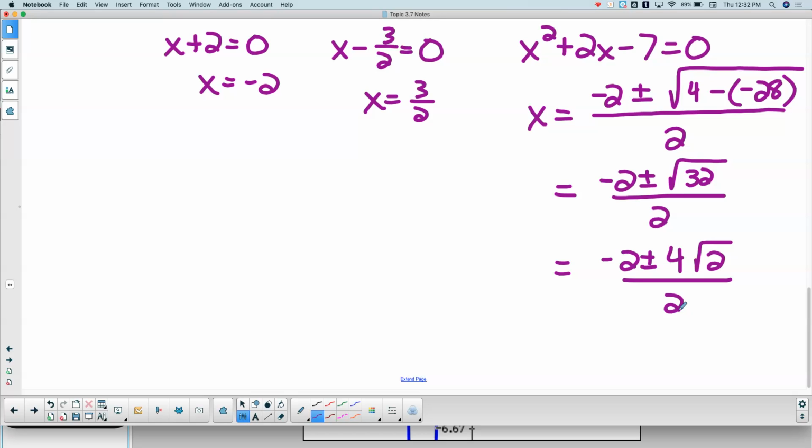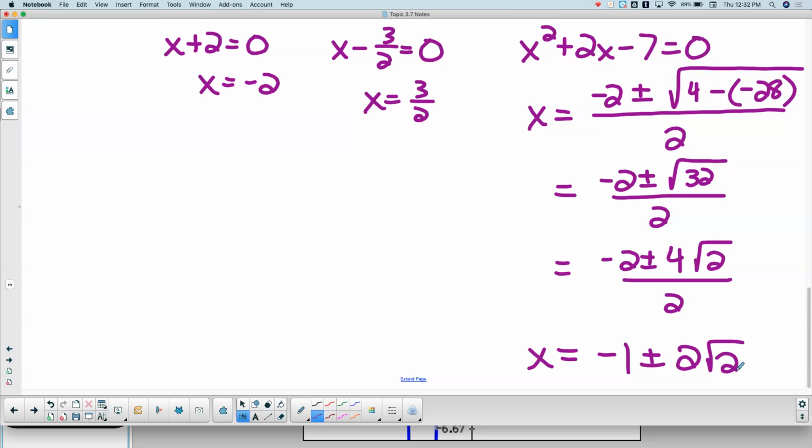Is that fraction simplifiable or not? Divide everything by 2. Divide everything outside by 2, right? Yeah. Okay. So -2 divided by 2 is -1. 4 divided by 2 is 2. -1 plus minus 2 square roots of 2.